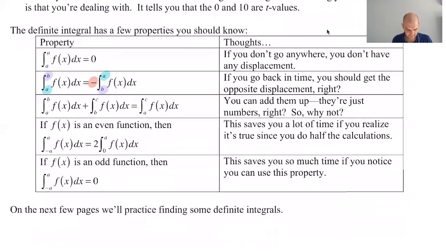Another property. So if you go a to b and then b to c, that's just the same as going from a to c. So if you go from a to b, get an answer, then you go from b to c, get an answer, you might as well have just gone from a to c and added those. They're just numbers, so you can add them.